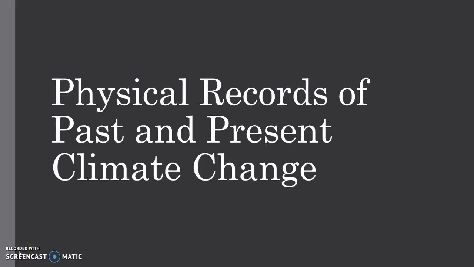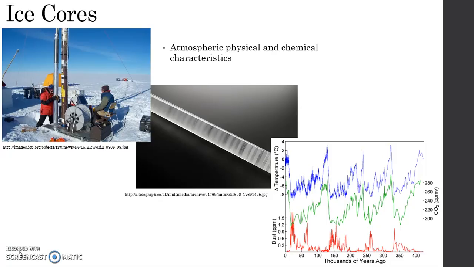This PowerPoint goes through physical records that scientists use to determine past and present climate change. So within this PowerPoint, we're going to go over 4 different major ways that scientists analyze those past records. The first one being ice cores.